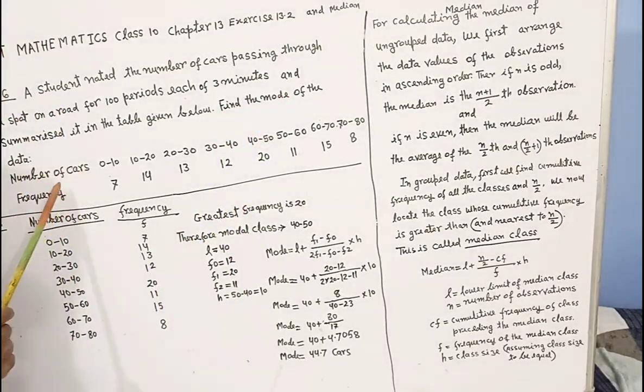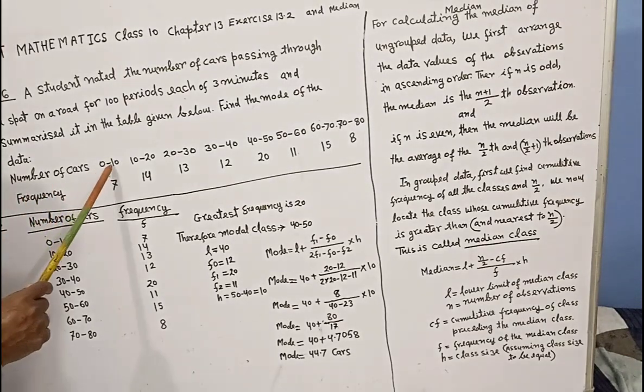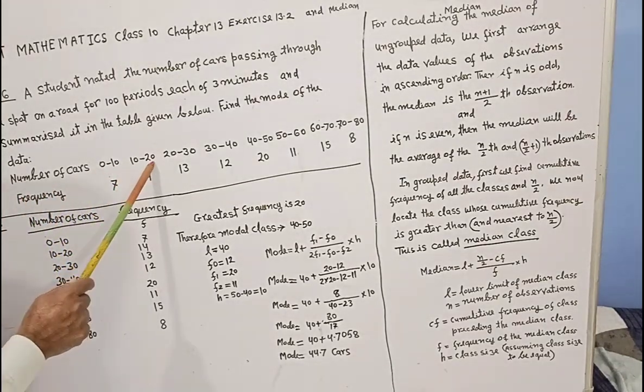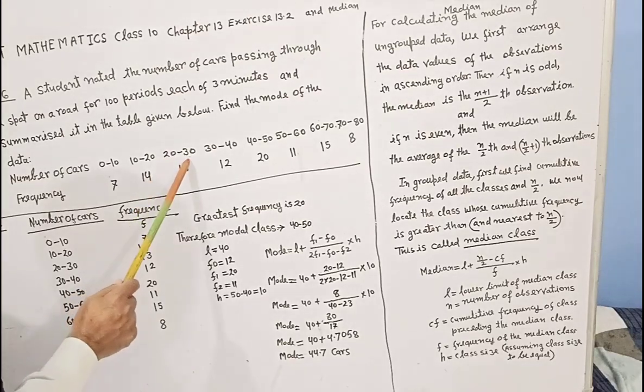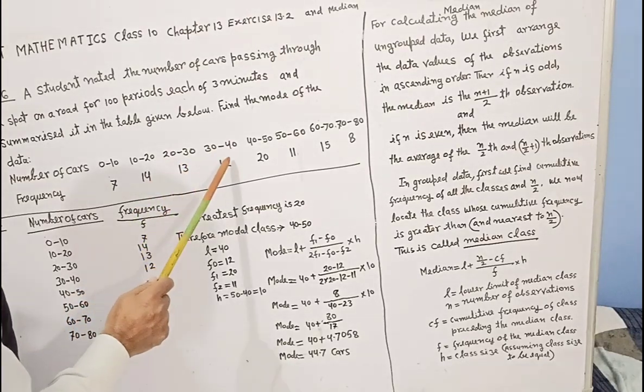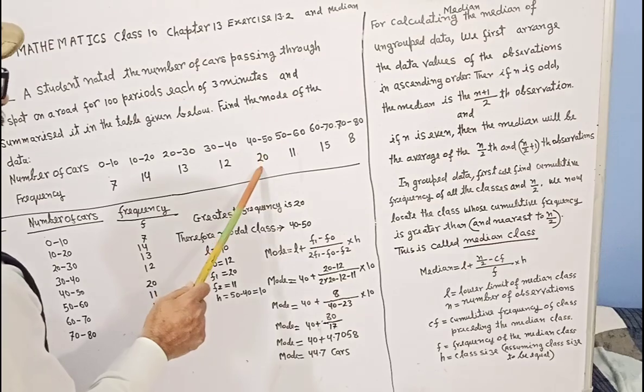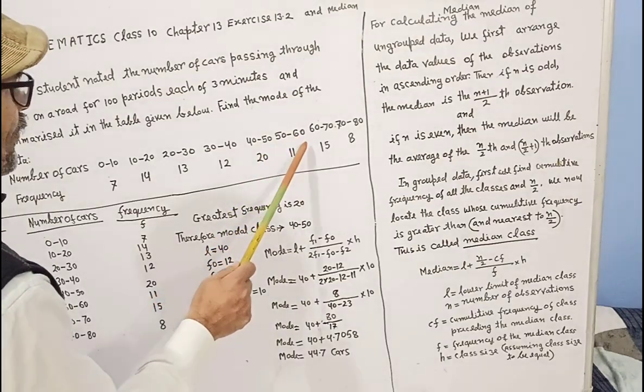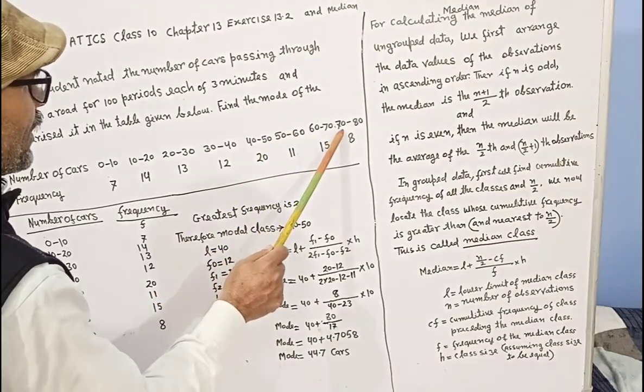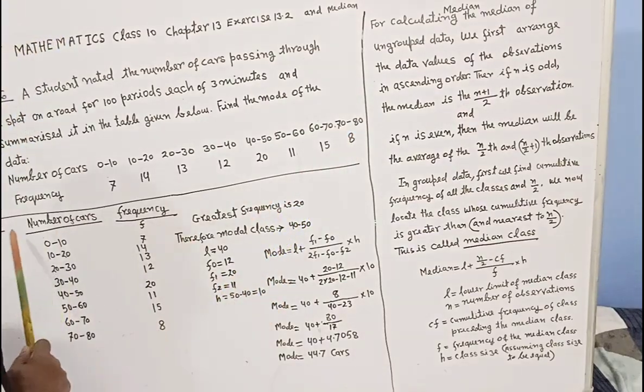Number of cars, frequency: 0 to 10, 7; 10 to 20, 14; 20 to 30, 13; 30 to 40, 12; 40 to 50, 20; 50 to 60, 11; 60 to 70, 15; 70 to 80, 8.